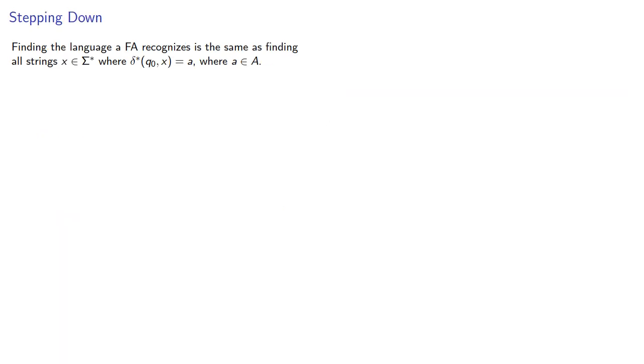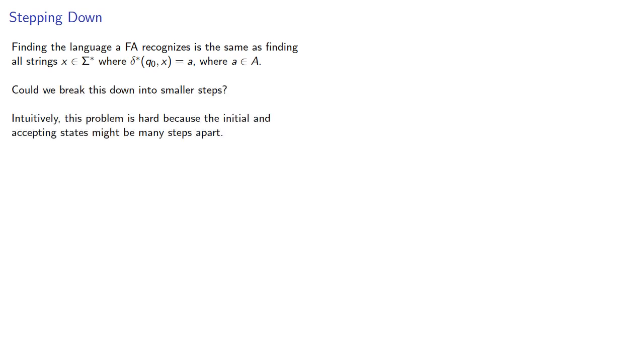Now, finding the language a finite automaton recognizes is the same as finding all strings where we eventually end up in an accepting state. Could we break this down into smaller steps? Intuitively, this problem is hard because the initial and accepting states might be many steps apart. So what if we just tried to find strings that took us from one state to another?